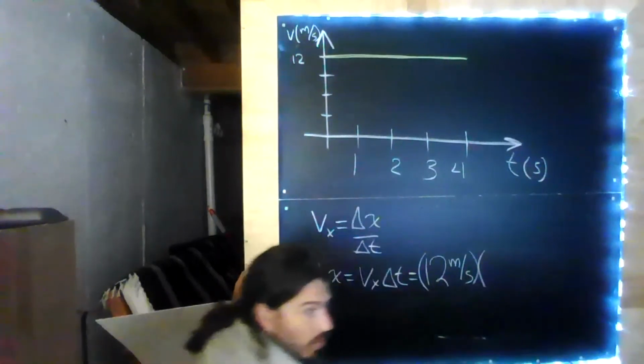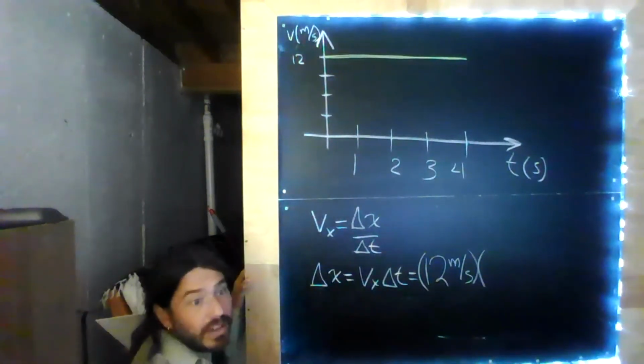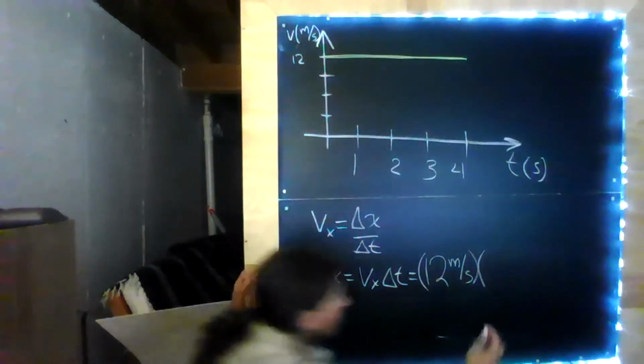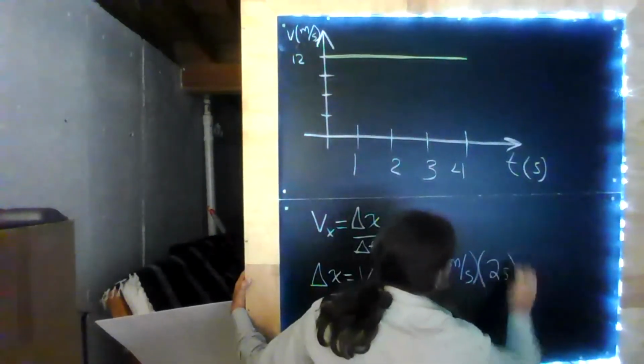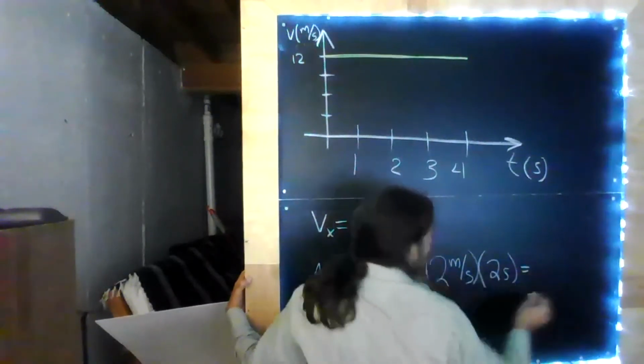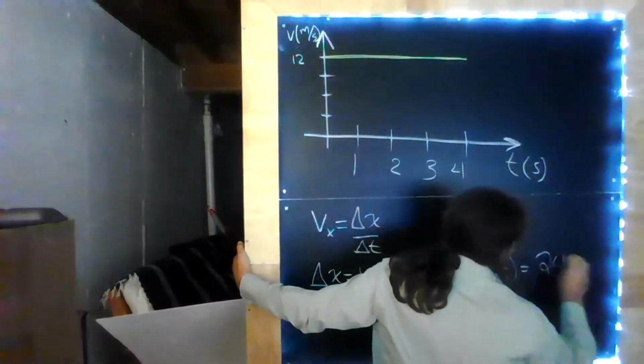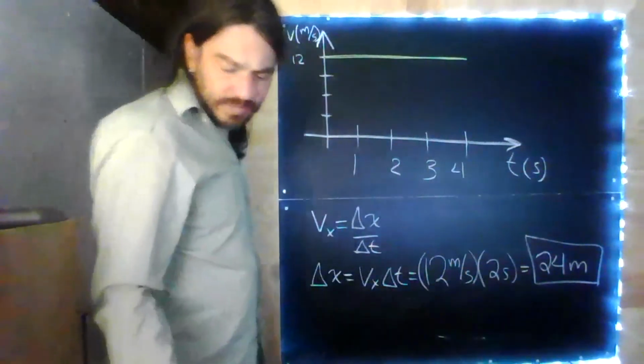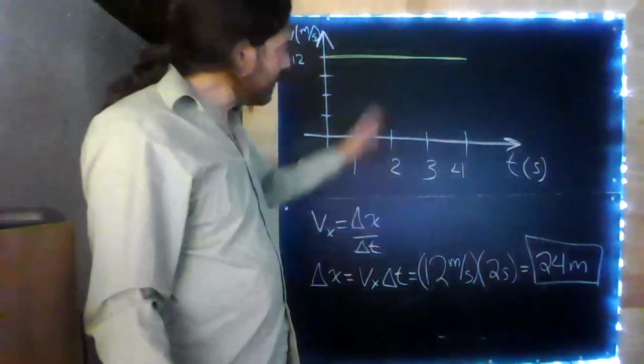times delta t. Well, delta t, that's t final minus t initial. Well, 3 minus 1, that's 2 seconds, right? So this is for 2 seconds. 2 times 12 is 24 meters. Okay, not too bad, right? Not too bad. Let's look back up at our graph, though.